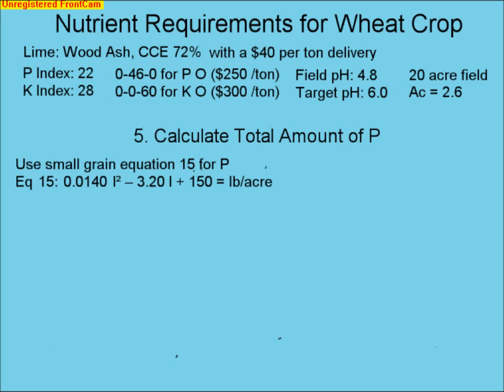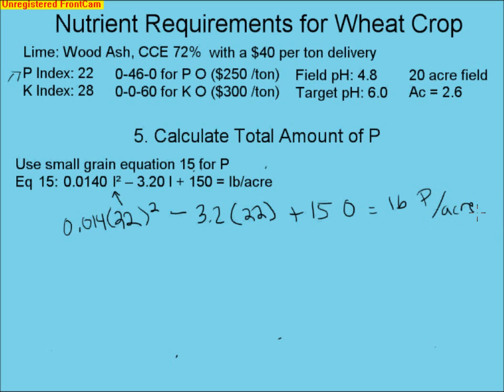Our next step involves calculating the total amount of phosphorus that we're actually going to need. So, in order to do this, we use equation number 15 in the North Carolina recommendations for phosphorus. Equation 15 is 0.0140 times I squared, where this I value right here is our phosphorus index, which is located up here, which is 22. So our total equation is 22 squared times 0.014 minus 3.2 times 22 plus 150 equals our pounds of phosphorus per acre.